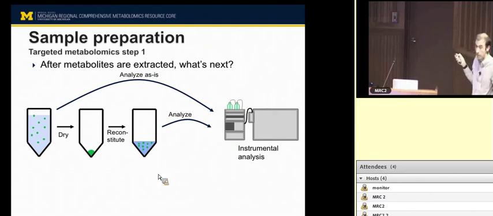The core is going to deal with it for the most part. Do I even need to worry about it? Well, yes, it's usually handled by the core, but good sample prep requires good sample collection, right? So if you don't collect your samples in the right way, you're not going to be able to get good data out of it, no matter how well we try to extract your metabolites.